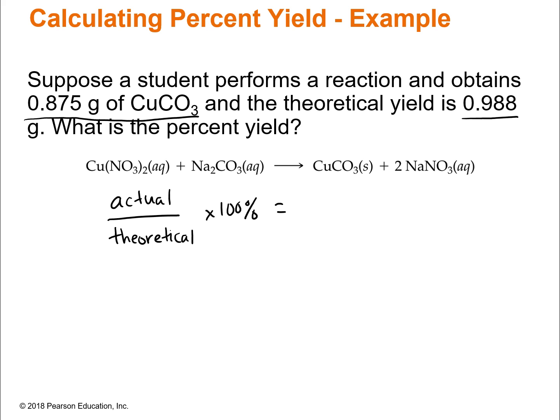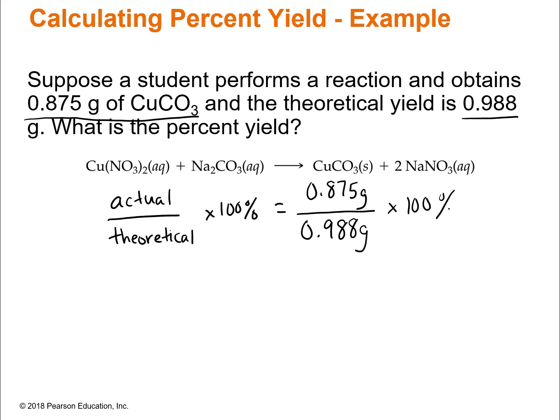We've got two numbers, 0.875 grams and 0.988 grams. Which one of them represents the actual yield, what the student got in the lab? If you need me to rephrase or re-ask a question, don't be afraid to say that. That's totally fine. Yep, that's exactly what we're going to do for the actual and theoretical.